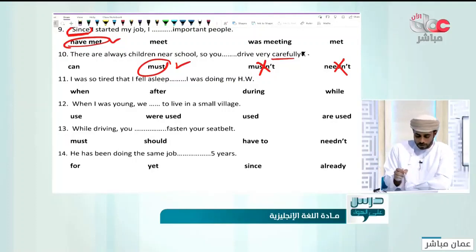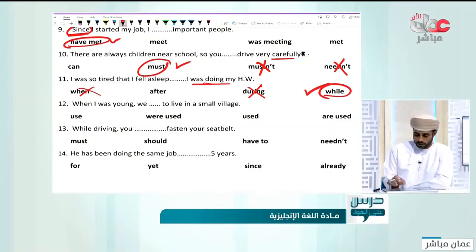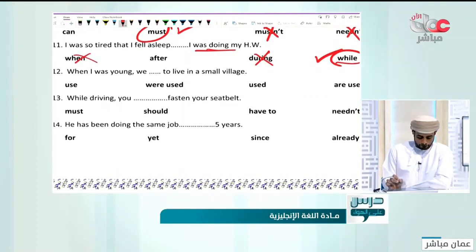So let's see in here. I was so tired that I fell asleep. When I was doing my homework, it won't work, because after when we have past simple. But while I was doing my homework, yes, it could work. So which one is the best? Of course, while, because we have the continuous there. So the correct answer is while. Good.